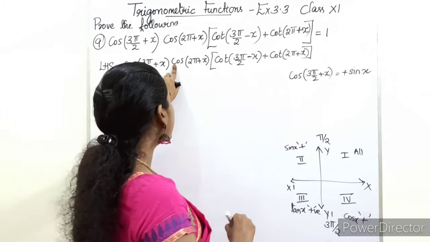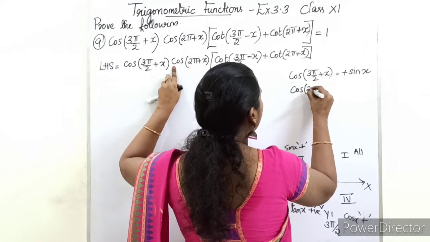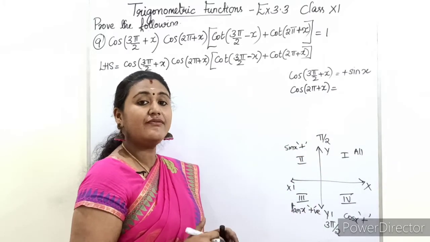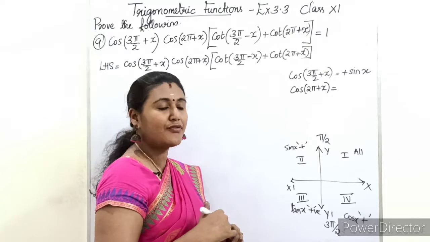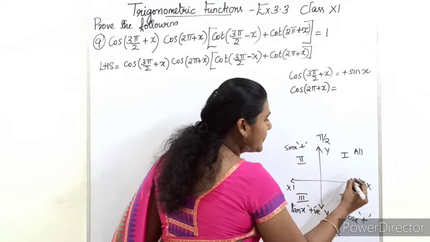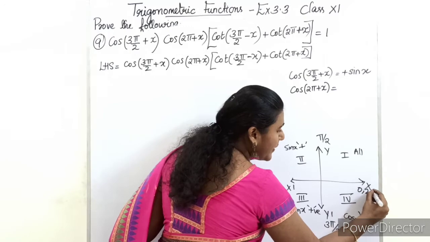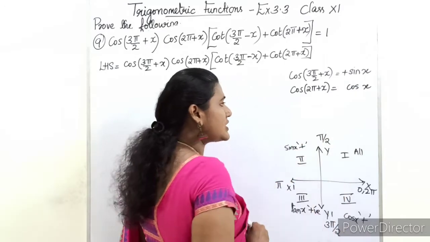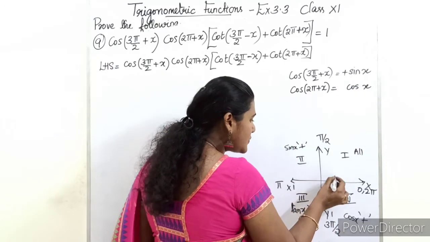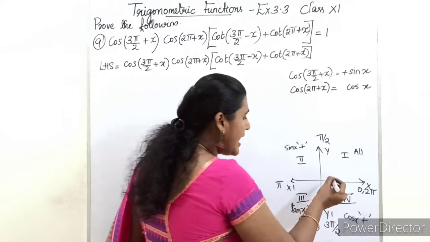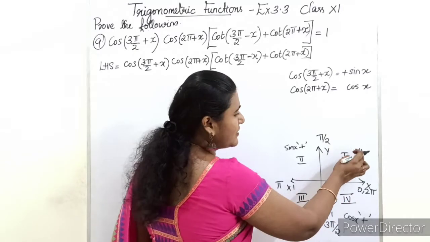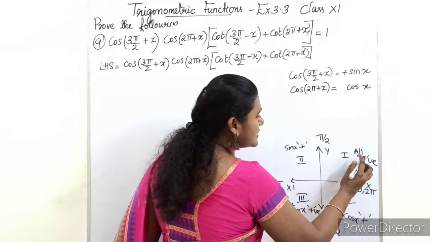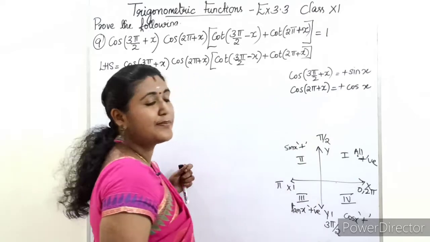Okay. Now we will see the second expression, that is cos 2 pi plus x. You already know that cos and sine functions will not change for an integral multiple of 2 pi. So here the angle 2 pi lies on the x-axis, so the trigonometric ratio will not change. And 2 pi plus x means one full revolution is 2 pi, and again x means first quadrant, all positive. That means cos is also positive. So you will get plus cos x.